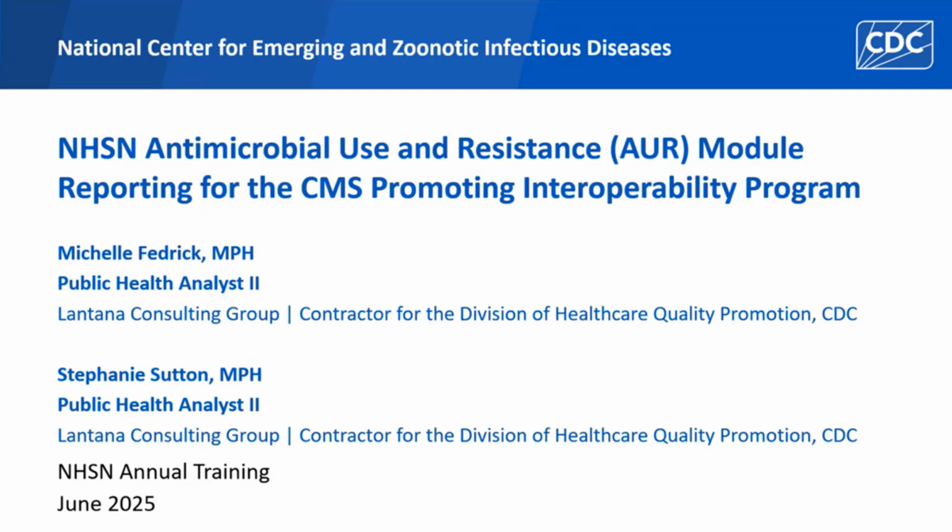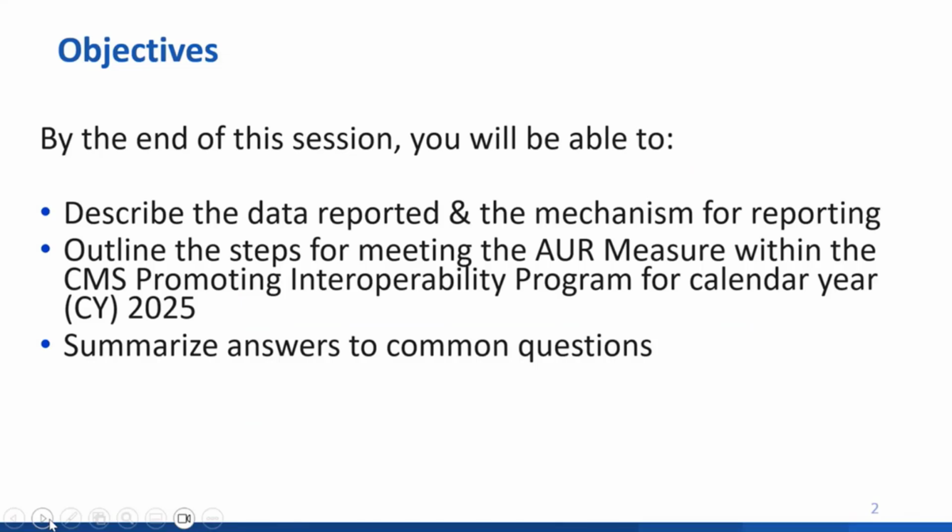NHSN Antimicrobial Use and Resistance, also known as the AUR module reporting for the CMS Promoting Interoperability Program. By the end of this session, you will be able to describe and report on the mechanisms for reporting, outline the steps for meeting the AUR measure within the CMS Promoting Interoperability Program for calendar year 2025, and summarize answers to common questions.